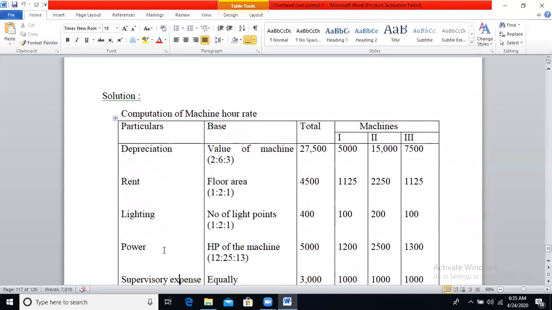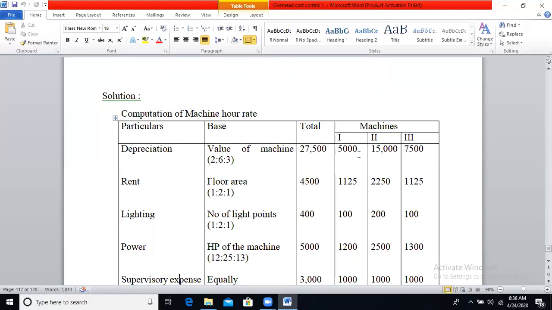So computation of machine hour rate. First we have considered depreciation. Value of machine will be the basis for depreciation. The ratio we have calculated here is 2 is to 6 is to 3. So add this ratio, 2 plus 6 plus 3, you will get 11. The total value of depreciation will be 27,500.